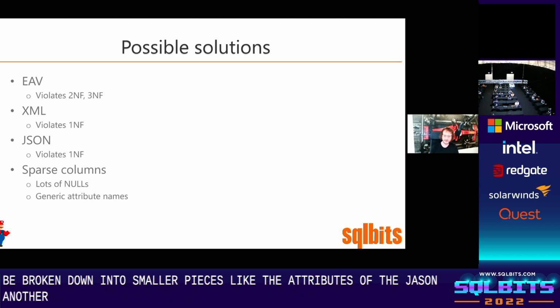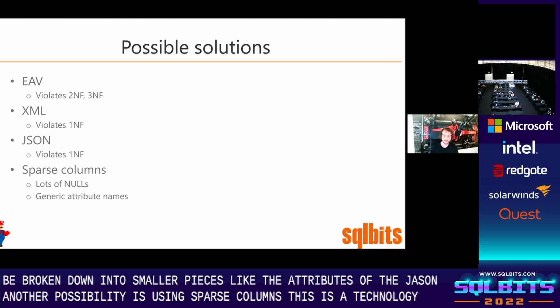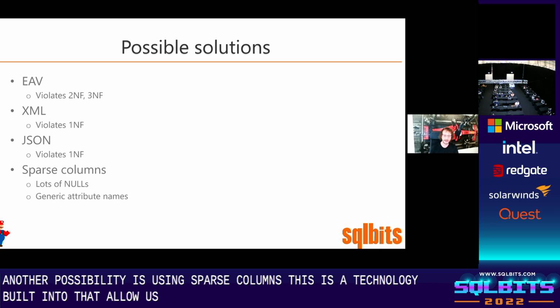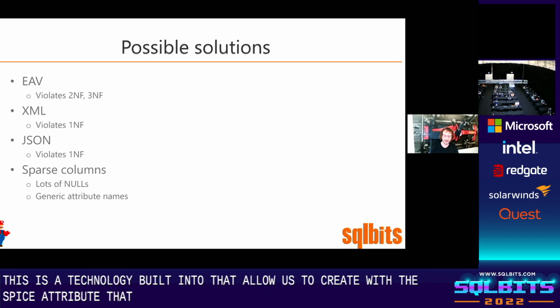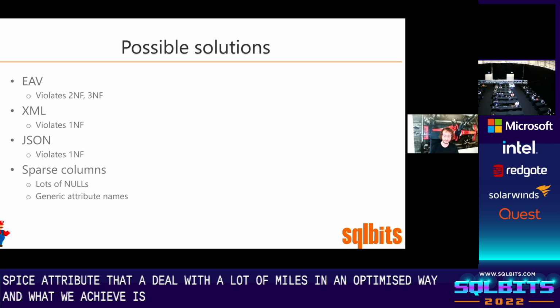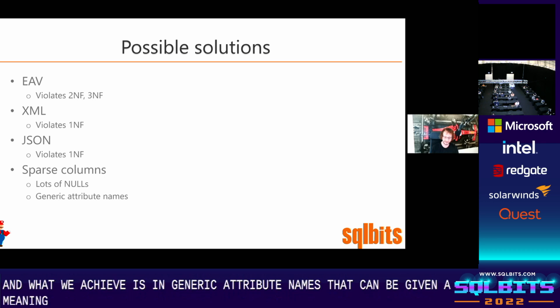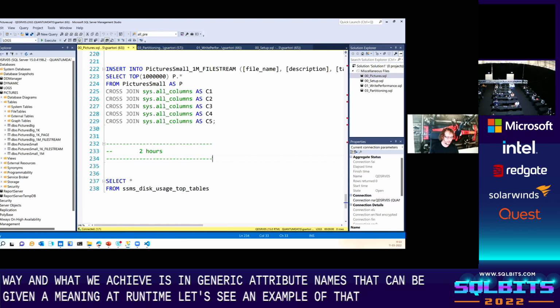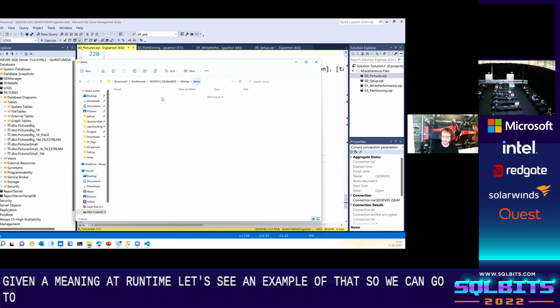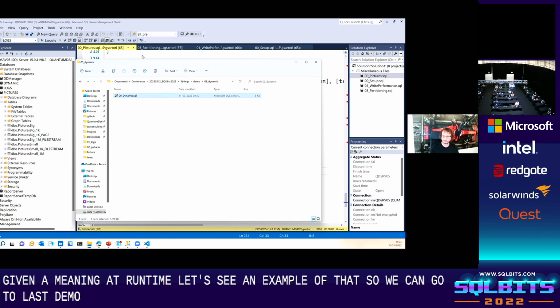Another possibility is using sparse columns. This is a technology built into SQL Server that allows us to create columns with the sparse attribute that deal with lots of nulls in an optimized way. And what we achieve is generic attribute names that can be given a meaning at runtime. Let's see an example of that. So we can go to the last demo.